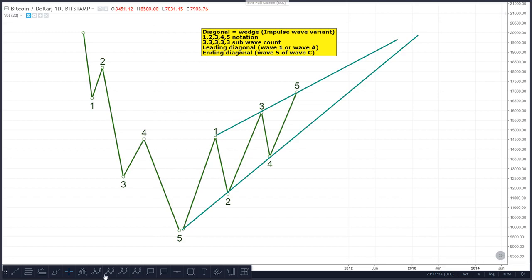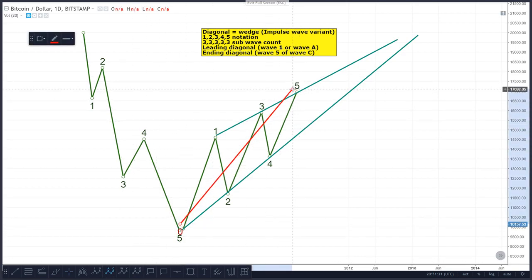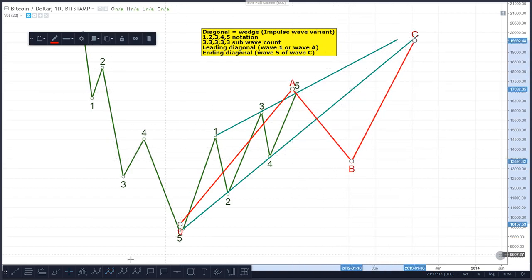For example, it could be part of an ABC. For example, A, B, C, where A is an impulse leg, B is corrective, and then C is an impulse leg. This is why it's important to make the differentiation. People who make the mistake will see that price is going to come down from here and form a new low, when in fact it's just going to make a retracement before making a new high.